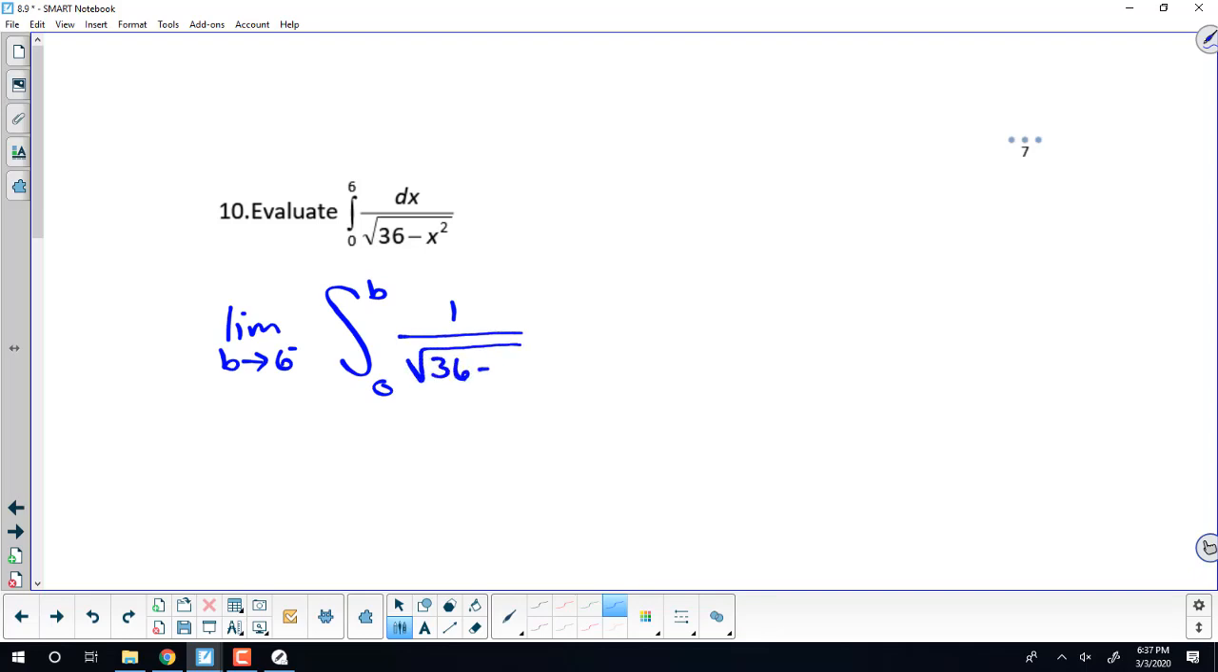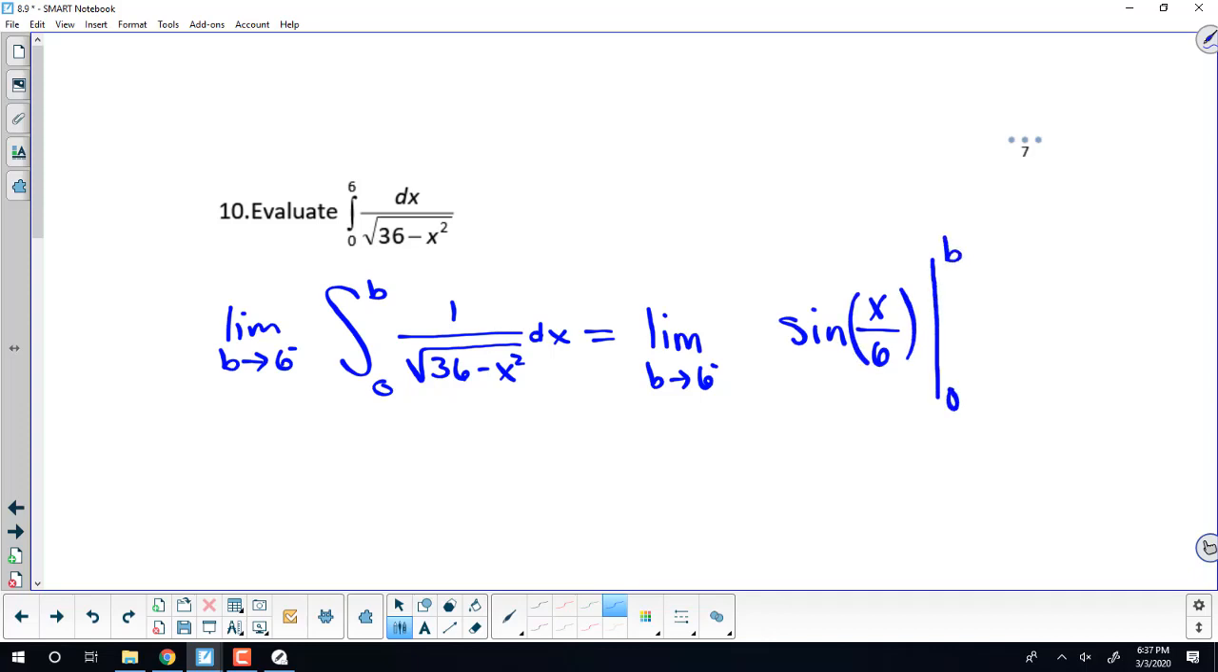Okay. So that is already in the form basically for the inverse sine. So you've got a equals 6. We did a trig substitution like this one in 8.4. I think it was identical. I think it was the exact same problem without the bounds. Okay, so it's just the inverse sine of x over 6 from 0 to b.